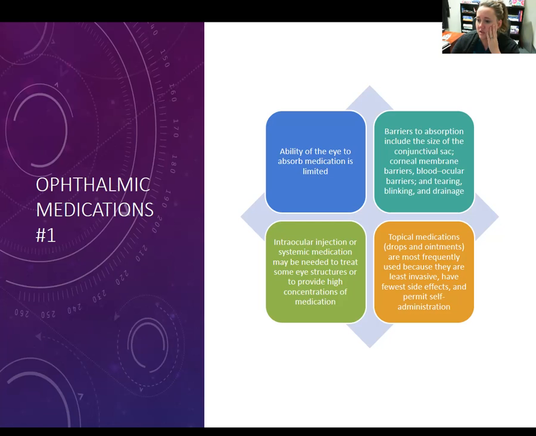So aqueous solutions are most used for the eye. They're the least expensive medications and interfere the least with vision. However, corneal contact time is brief because, again, the tears dilute the medication. So ophthalmic ointments have extended retention time in the conjunctival sac and provide a higher concentration than eye drops. So there are disadvantages to both, but the major disadvantage of ointments is the blurred vision that they'll have temporarily after the instillation of the medication.